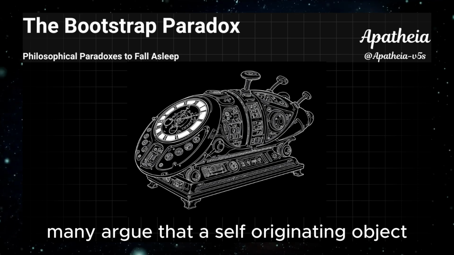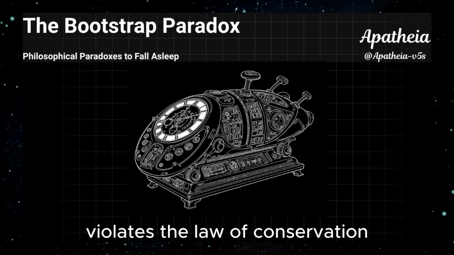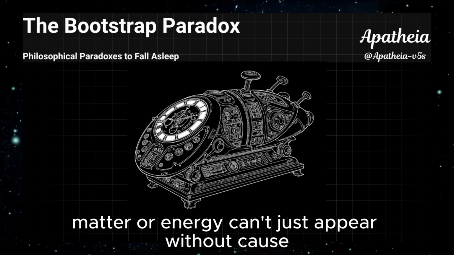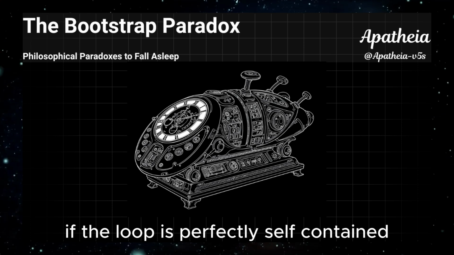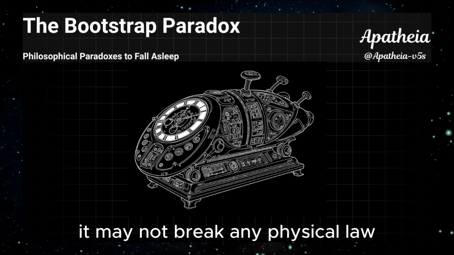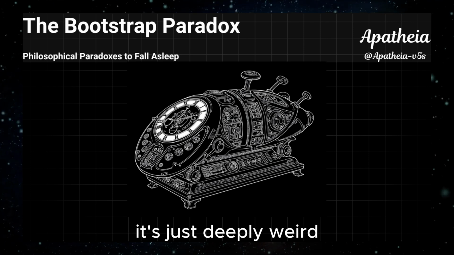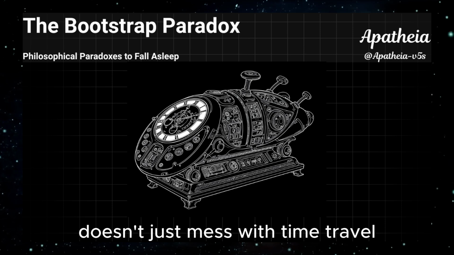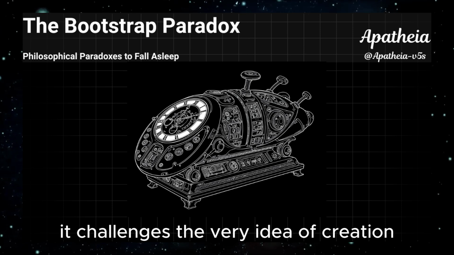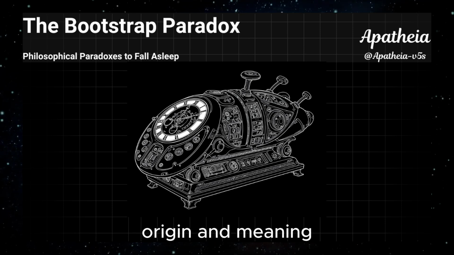Many argue that a self-originating object violates the law of conservation. Matter or energy can't just appear without cause. Others suggest that if the loop is perfectly self-contained, it may not break any physical law. It's just deeply weird. The Bootstrap Paradox doesn't just mess with time travel. It challenges the very idea of creation, origin, and meaning.